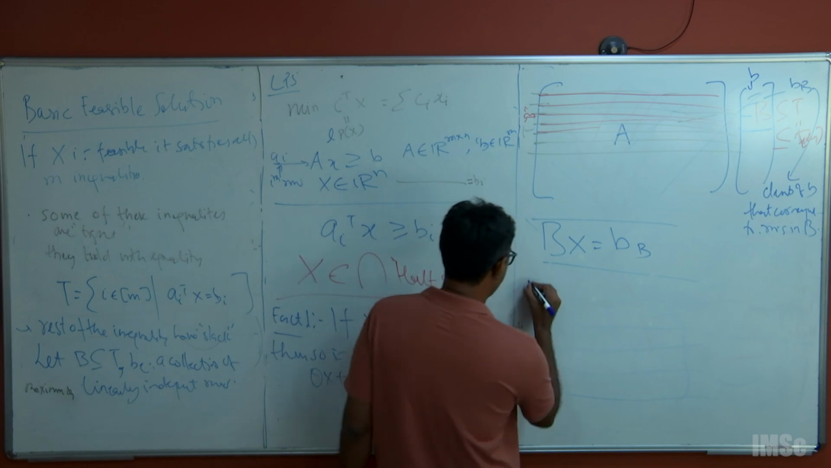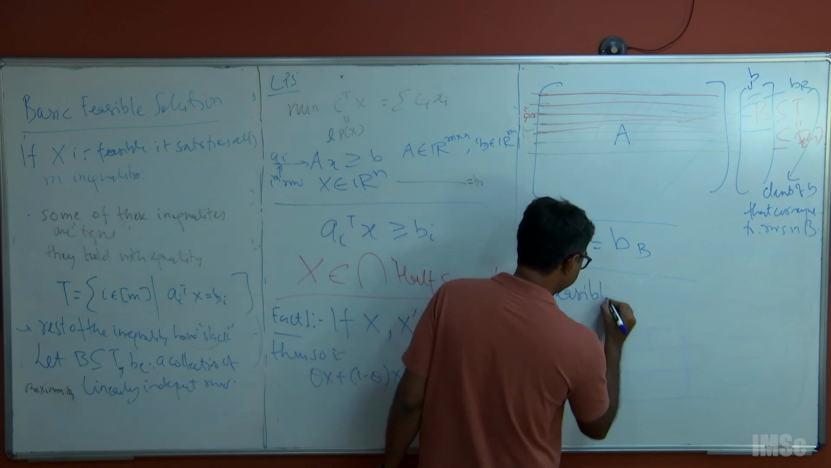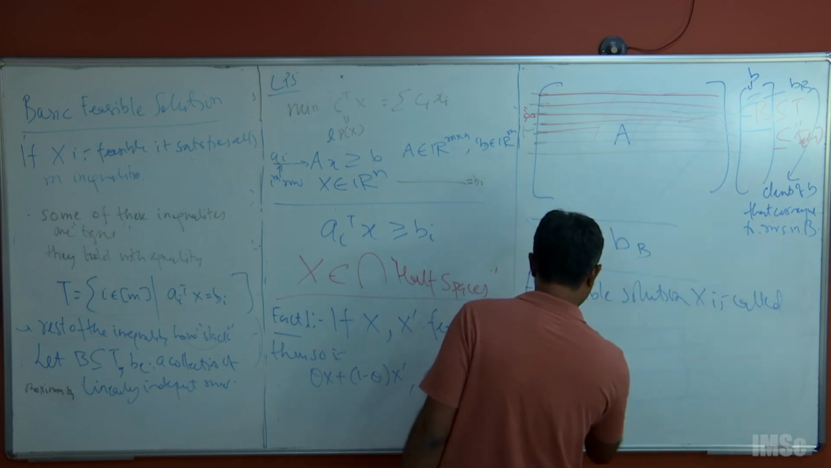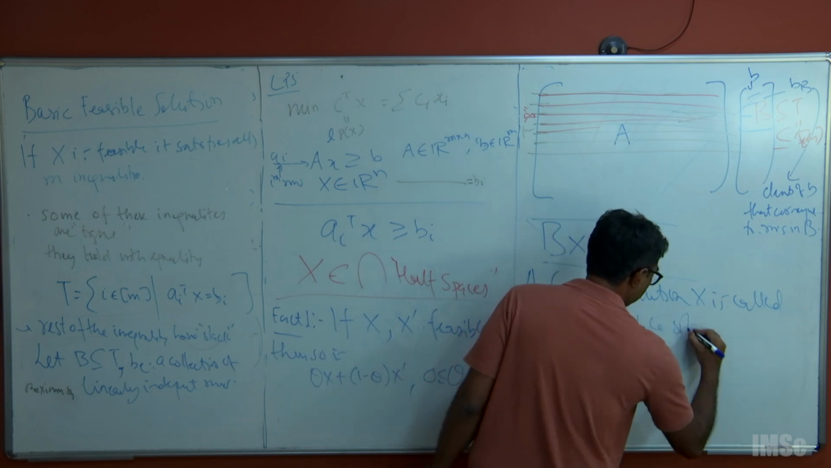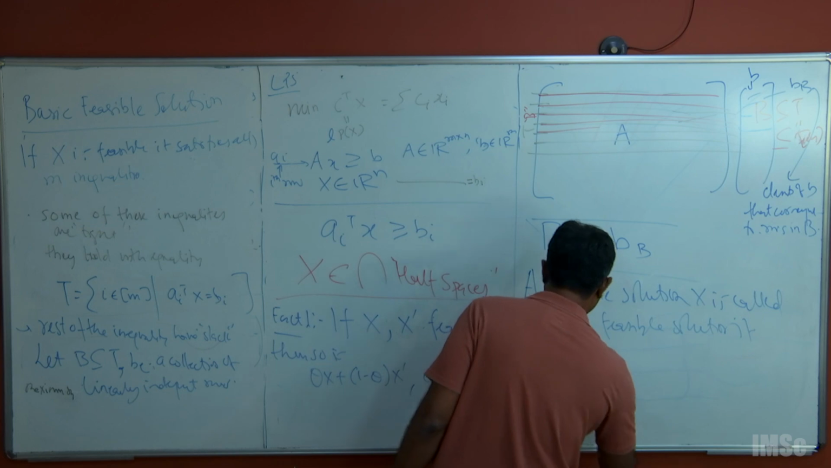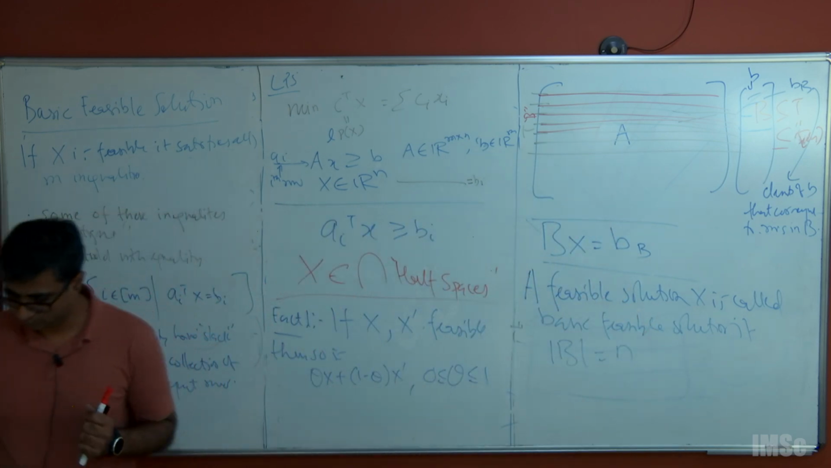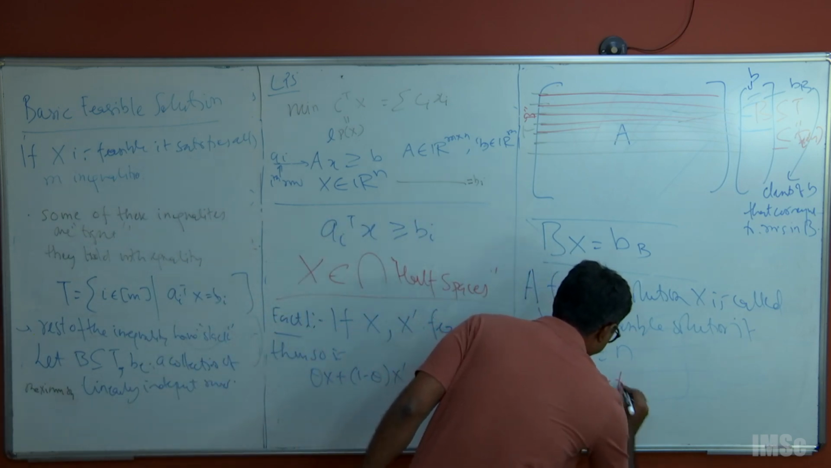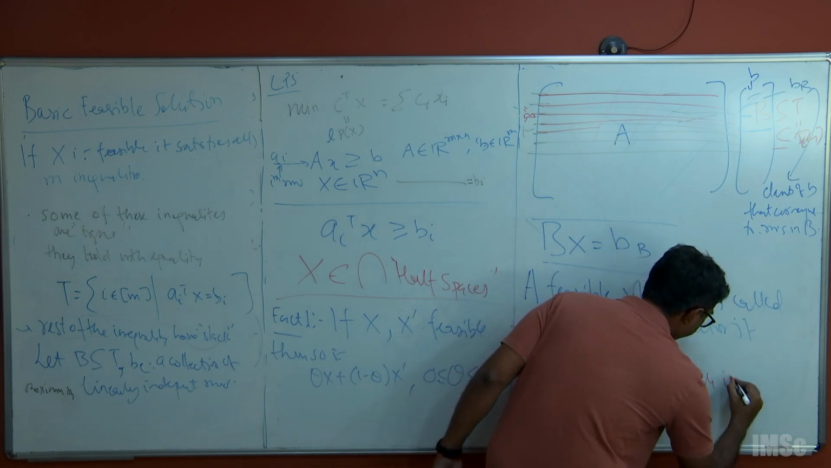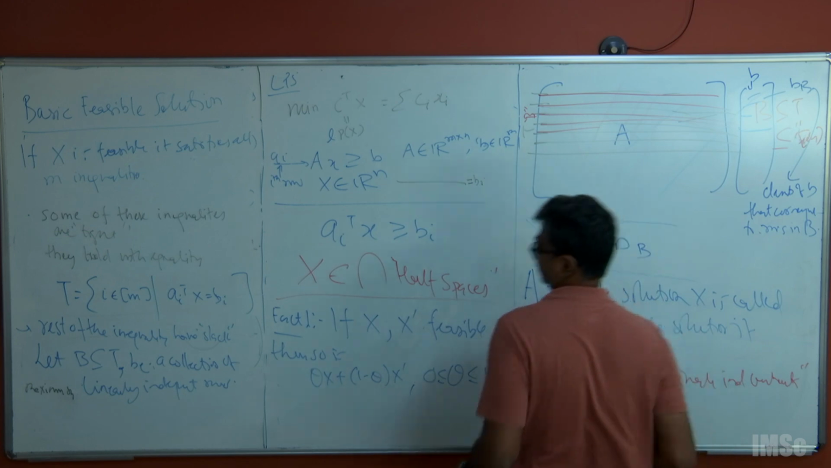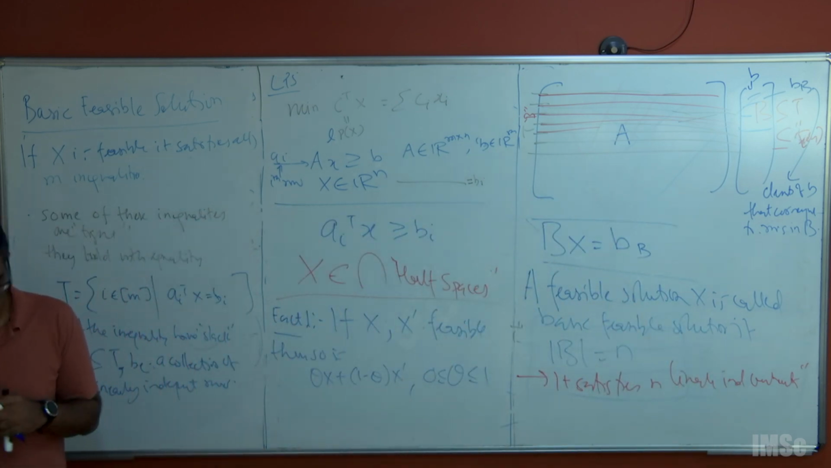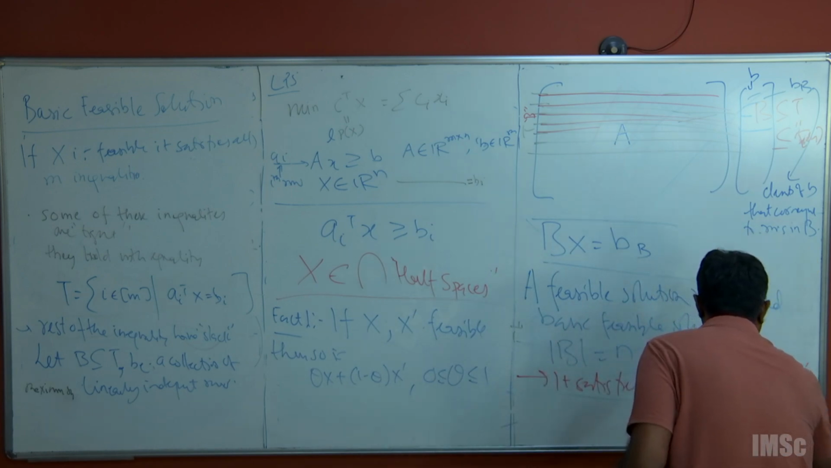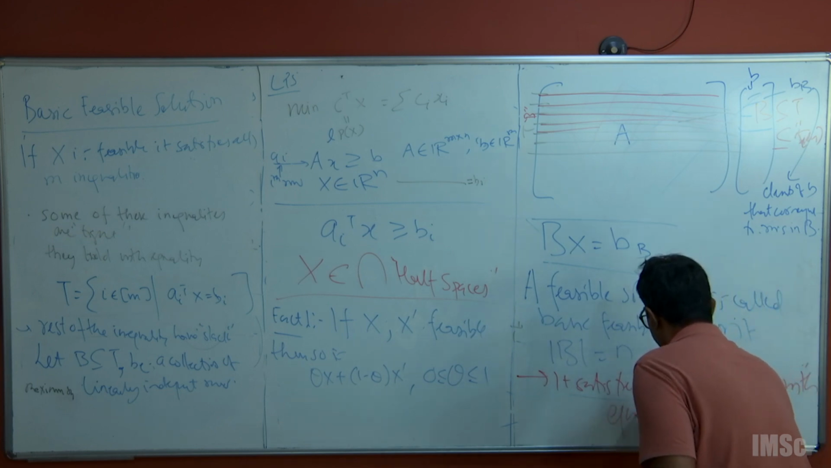Okay. So a feasible solution x is called a basic feasible solution if the cardinality of B is n. Okay, what does it mean? It satisfies n linearly independent constraints, or rows or columns, whatever it is. Basically x satisfies n linearly independent rows with equality. Is that fine?